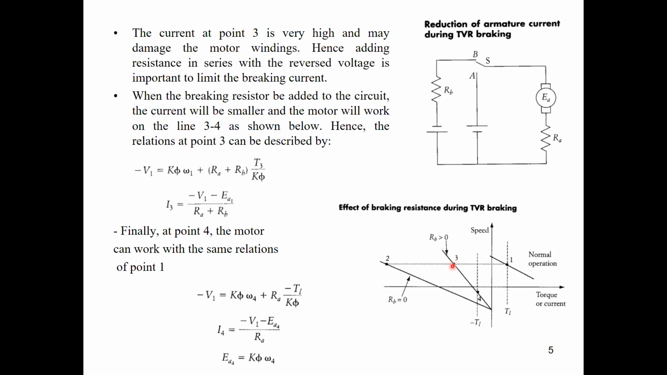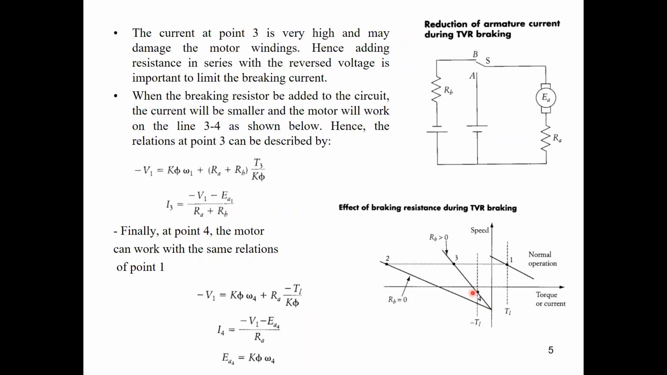So at point 3, we can substitute in the relations, but instead of RA, we have to add RA plus R brake. So the same relations as we described in the previous slides, however, we have RA plus RB. So from here, we can give the current, which is minus V minus E1 divided by RA plus RB.